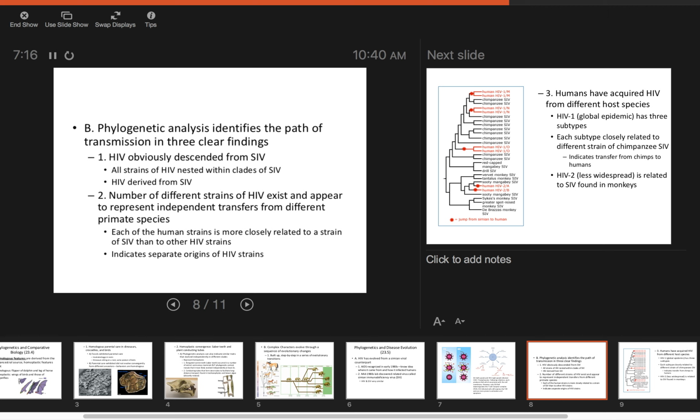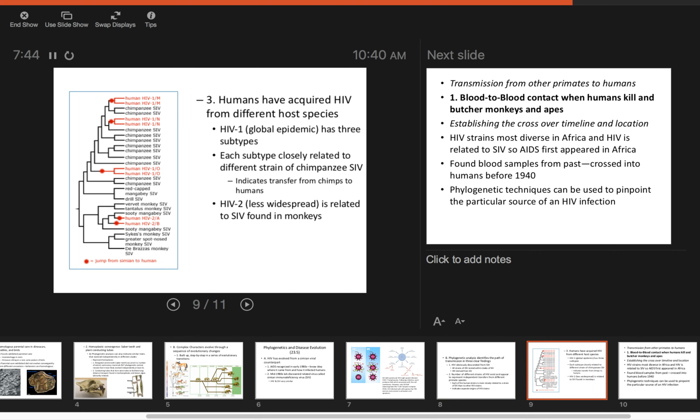We've tested HIV strands, and they're all nestled very closely within the clades of SIV, so therefore HIV is derived from SIV. Another clear finding is that human strands are more closely related to a strand of SIV than to any other HIV strands, which indicates separate origins. There are different origins of HIV, I think like 3 or 4 different strands out there, and they all came about in different groups of the SIV clade. And then finally, humans have acquired HIV from different host species.